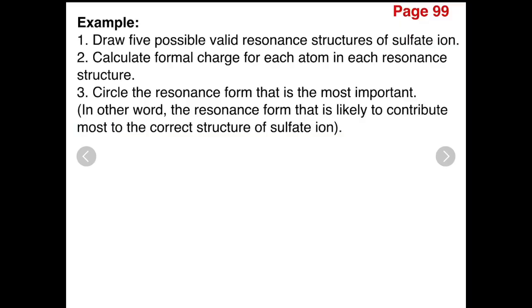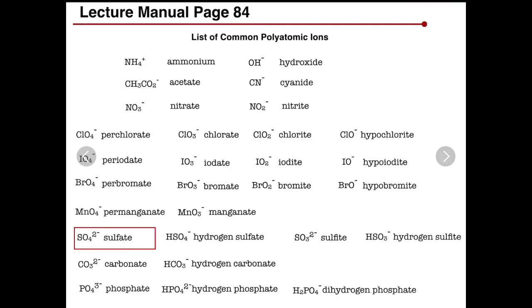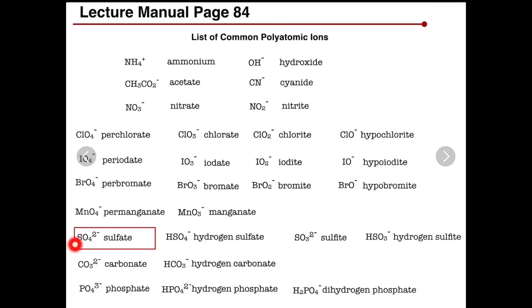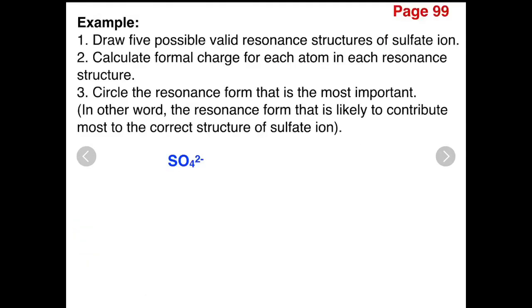Okay. All right, so let's take a look at the second example, which is the resonance structure of the sulfate ion. We are going to draw these, and we're also going to calculate the formal charge and find out which one is going to be the most important structure as well. So, sulfate ion. The word ion means it has to have a charge, right? Sulfate is one of the polyatomic ions. So this is the formula of the sulfate ion: SO4 2 minus.